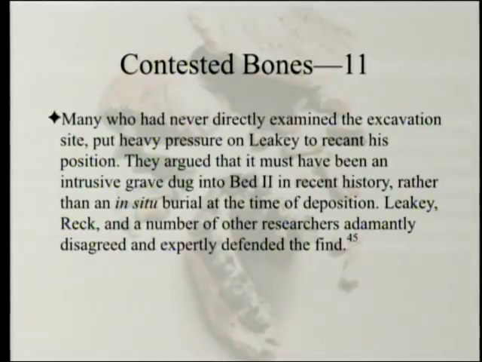Many who had never directly examined the excavation site put heavy pressure on Leakey to recant his position. They argued that it must have been an intrusive grave dug into bed 2 in recent history, your question, I think, exactly, rather than an in-situ burial at the time of deposition. Leakey, Reck, and a number of other researchers adamantly disagreed and expertly defended the find.